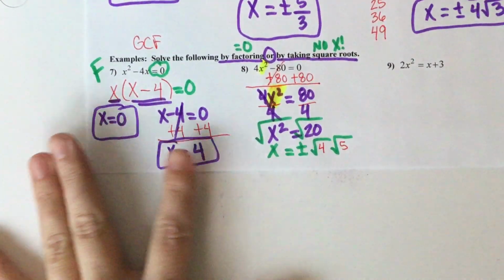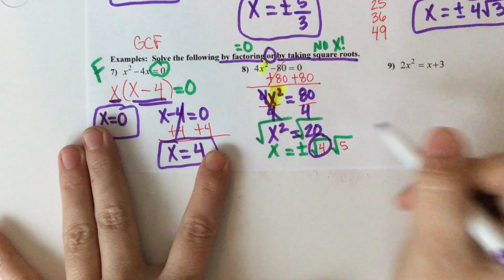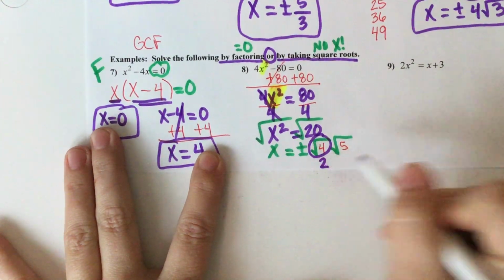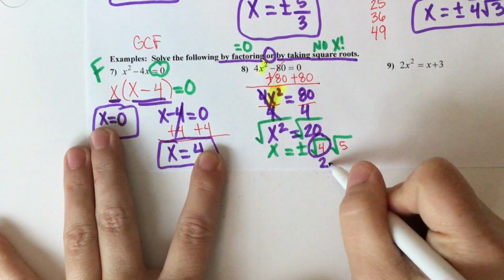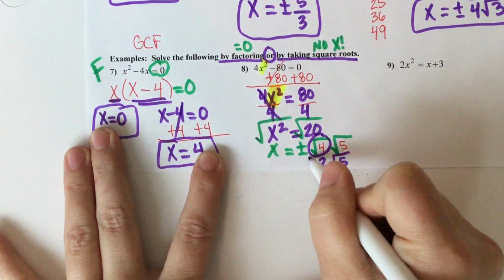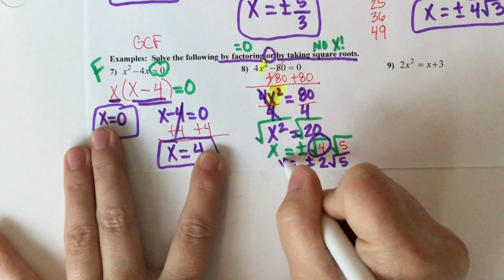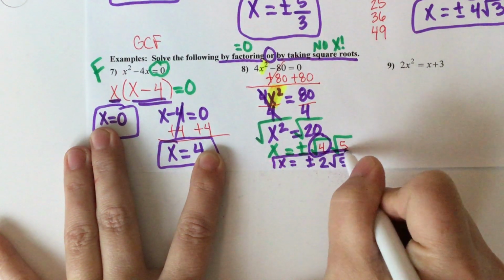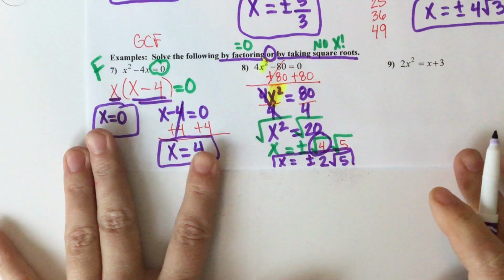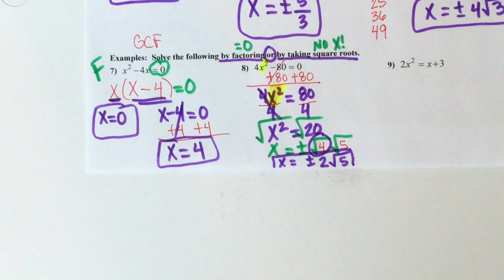And then just clean it up. What's the square root of 4? 2. And then you can't take the square root of 5, so you recopy it and drop the plus minus. So our answer is x equals plus minus 2 square root of 5.